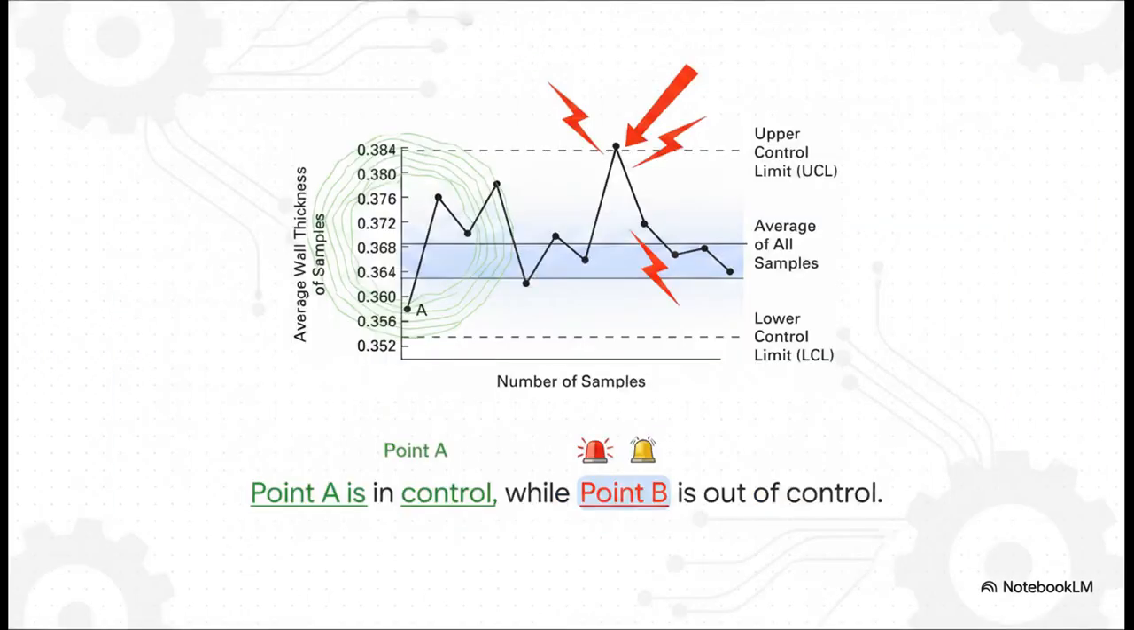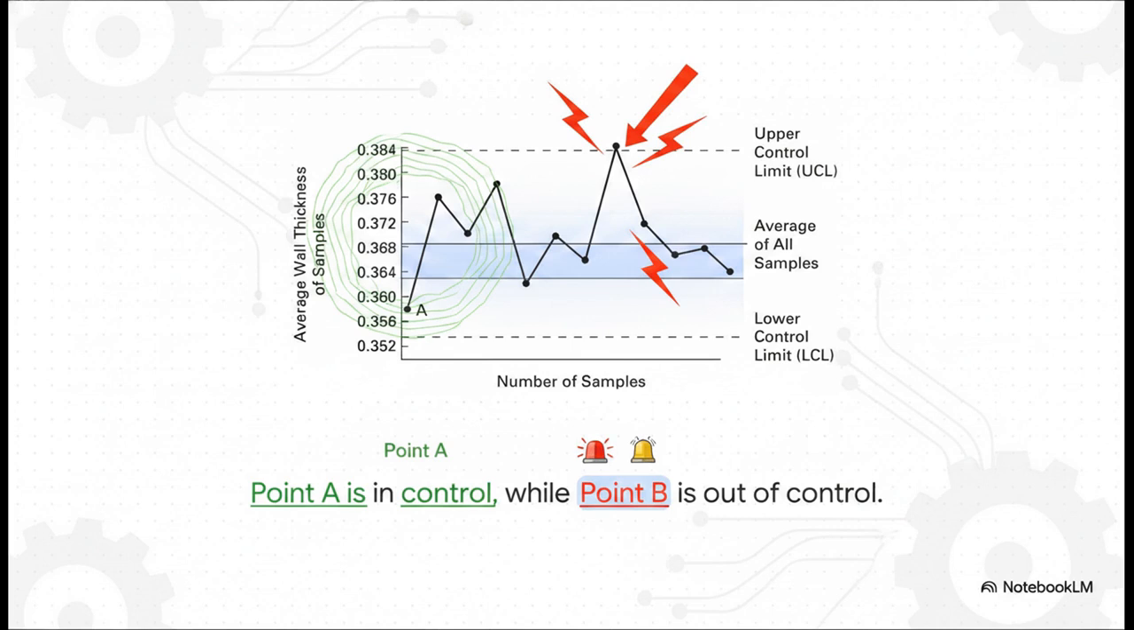Think of a data point resting safely within our upper and lower boundaries. We'll call it point A. That represents common cause variation. It's just part of the daily noise, no big deal. But then imagine another point, point B, that violently breaches that upper control limit. That point is literally screaming that a special cause variation just happened.